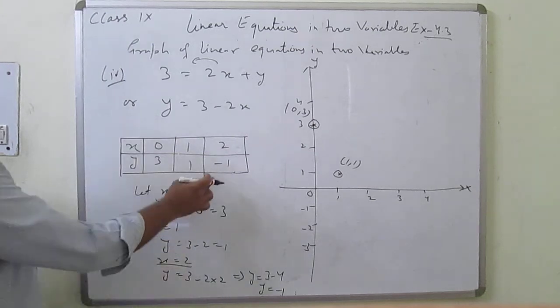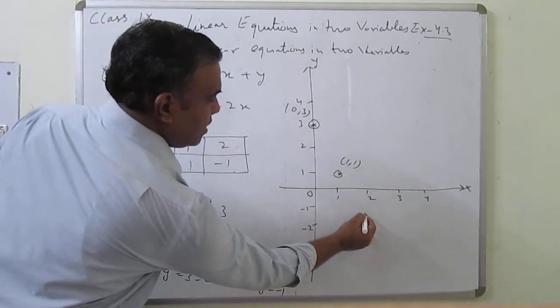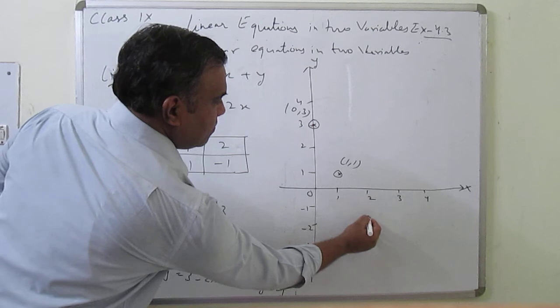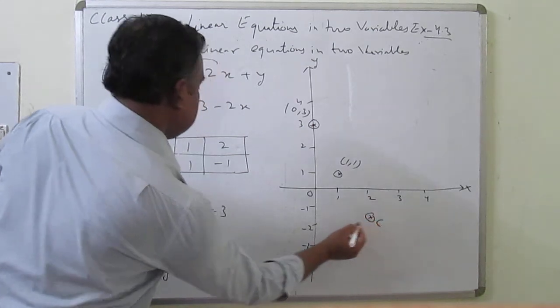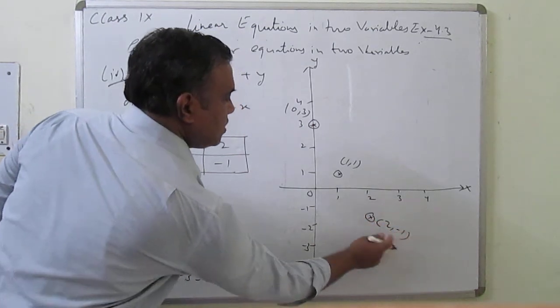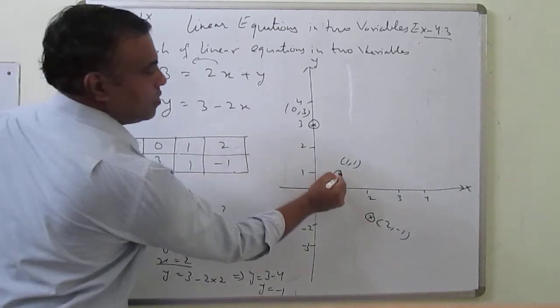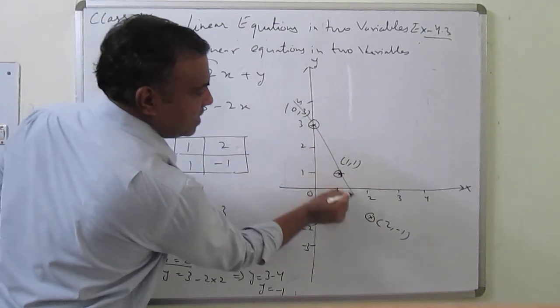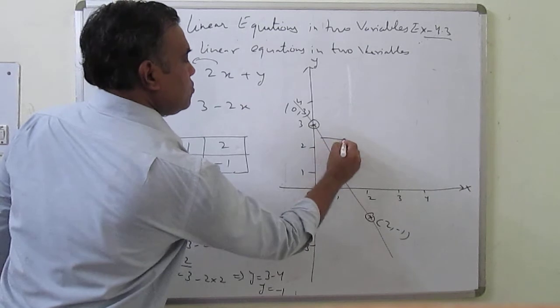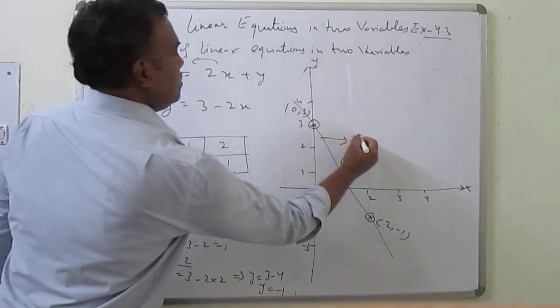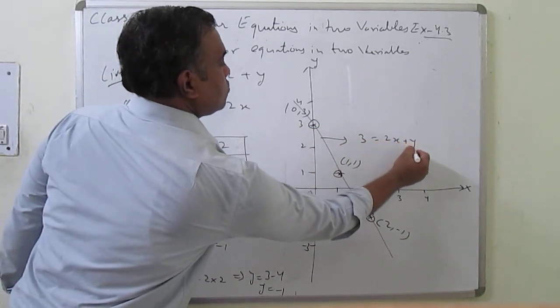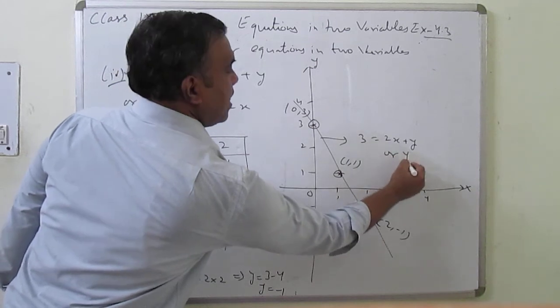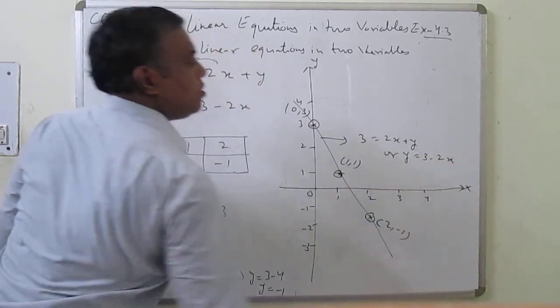Now x is 2 and y is minus 1. This is x 2, y minus 1. Which quadrant is this? Fourth quadrant. Now join these points, you will see that this is a straight line. So this is the graph of the equation 3 is equal to 2x plus y, or you can say that y is equal to 3 minus 2x.